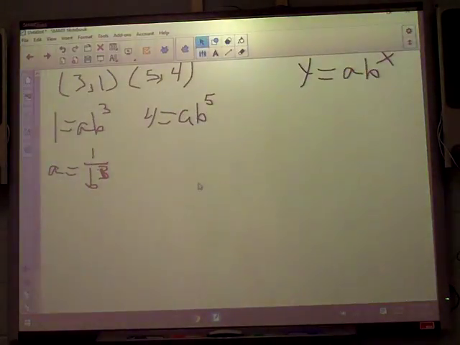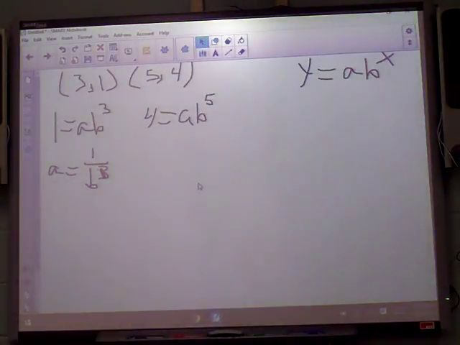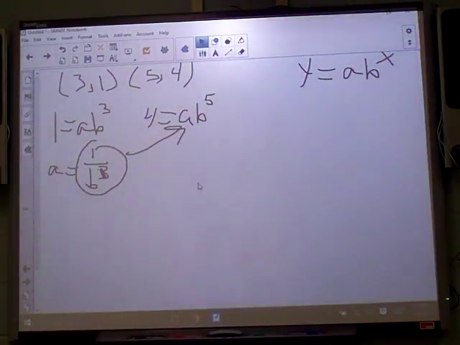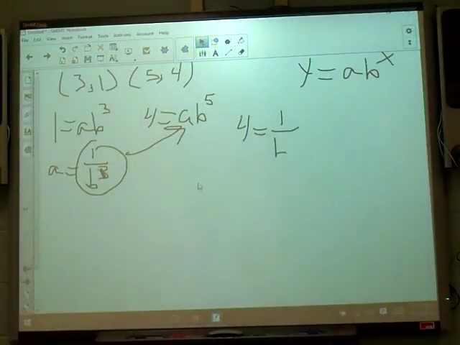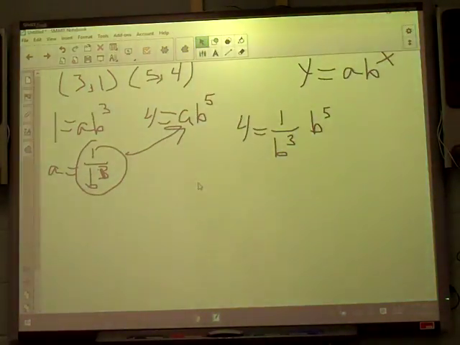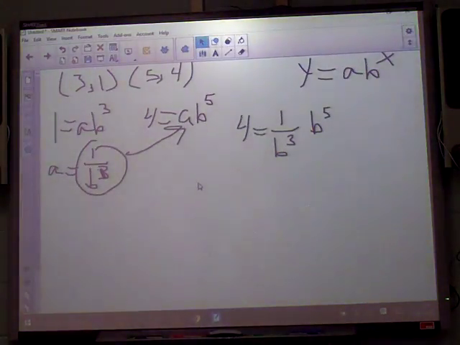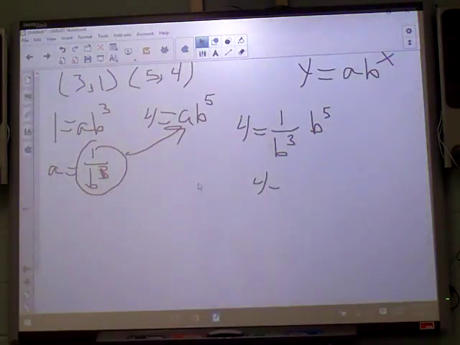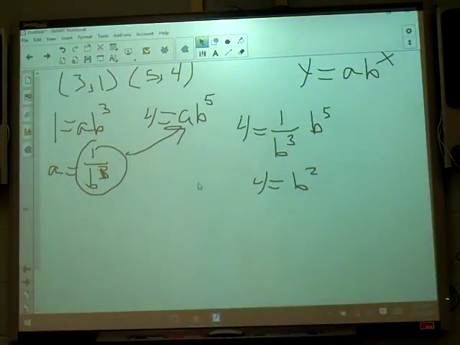What do we do once we get one solved for A? Solve for B, and plug that in. Good. If that's A, we take it and plug it in for A. So we'll say 4 equals 1 over B cubed times B to the 5th. Now that'll simplify some. B to the 5th over B cubed is the same as B squared. So we got 4 equals B squared. We don't know B yet, but it's almost there.